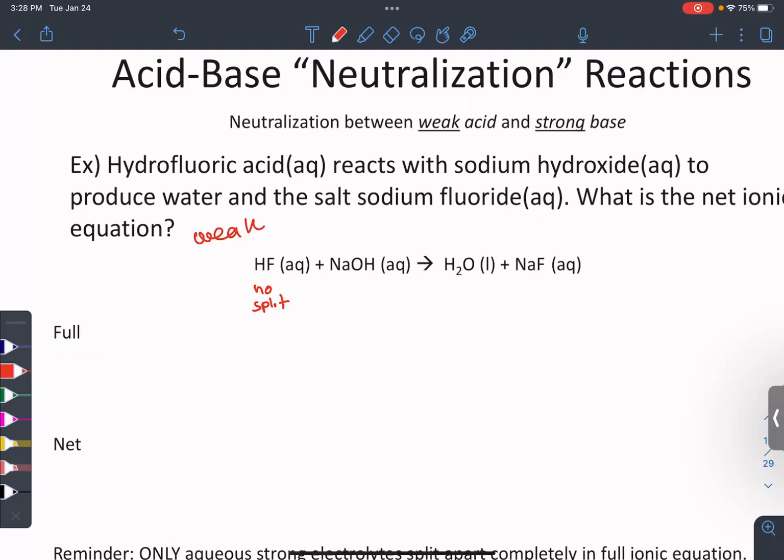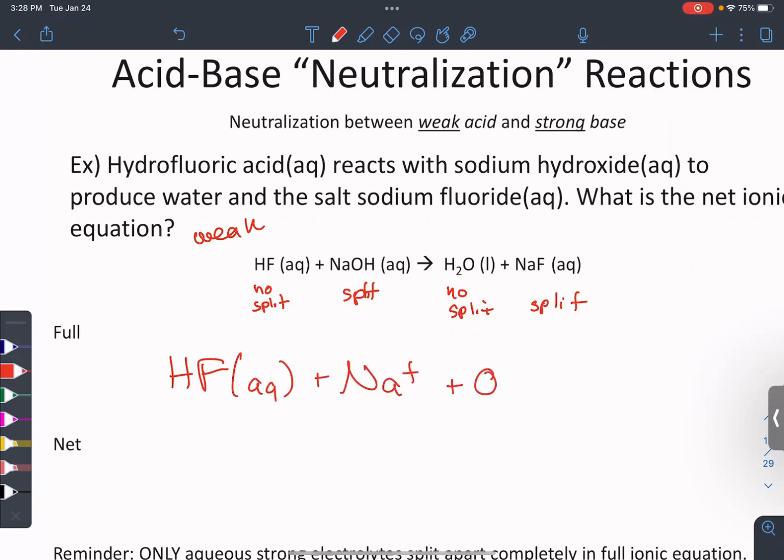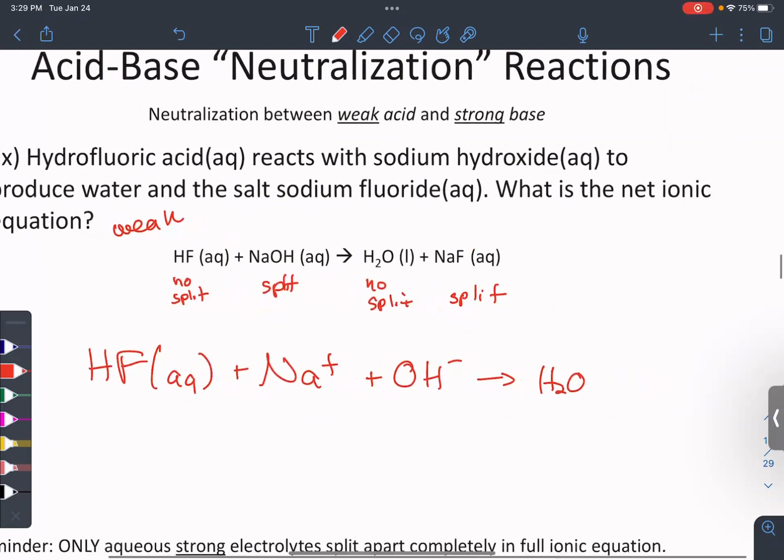Do we split sodium hydroxide? Yes, you split that. Do you split water? No split. Okay. Do you split NaF? Yes. Okay. So we keep together HF. So HF stays together. So that's the weird thing. We have Na+, OH-, giving us water. And then we do split up Na+ and F-.